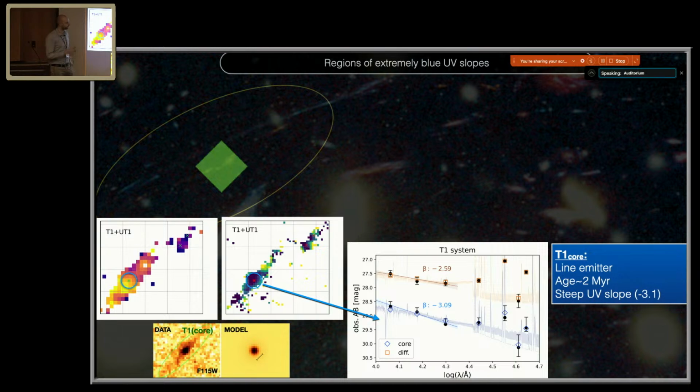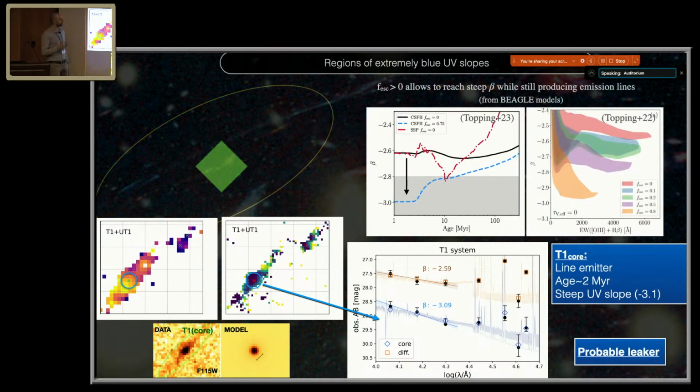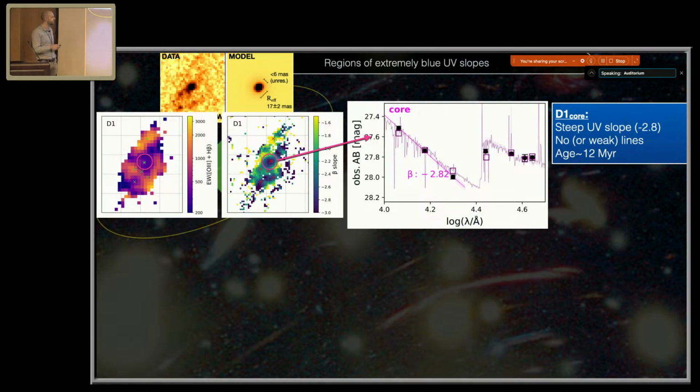So one possibility is that this is a leaker, because we know that if the escape fraction is non-zero, then the beta slope can be lowered down to values around minus 3. And if the escape fraction is not 100%, we can still have some large equivalent width despite the escape. On the other hand, this other cluster up here, again, we see a very steep slope, minus 2.8, but in this case, we don't see any emission line. So the slope indicates that the population should be very young, but we don't see any line.